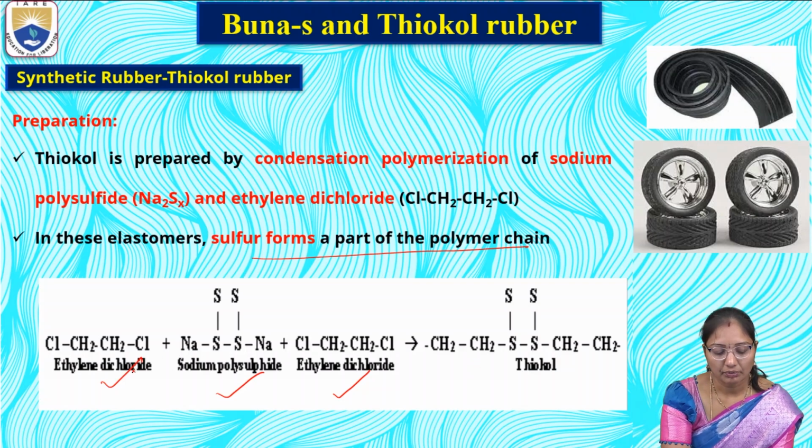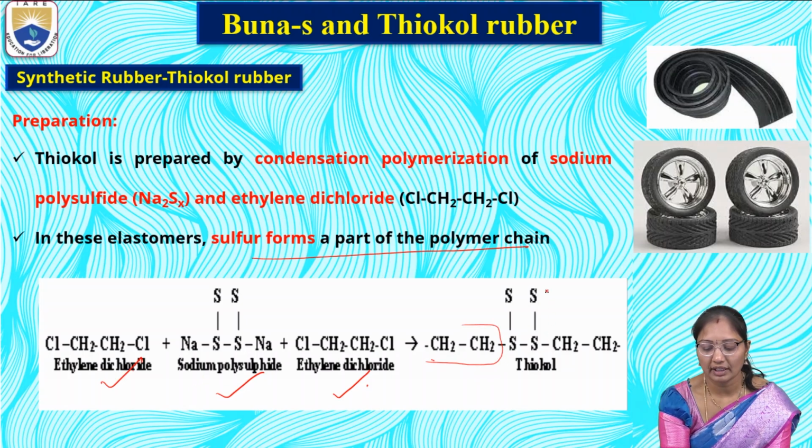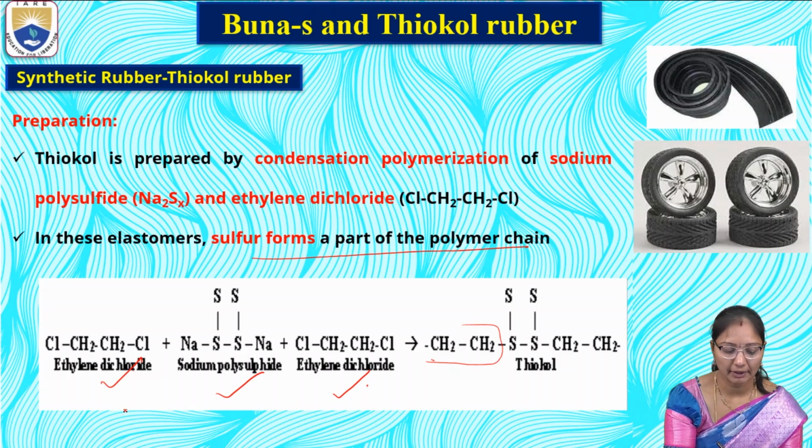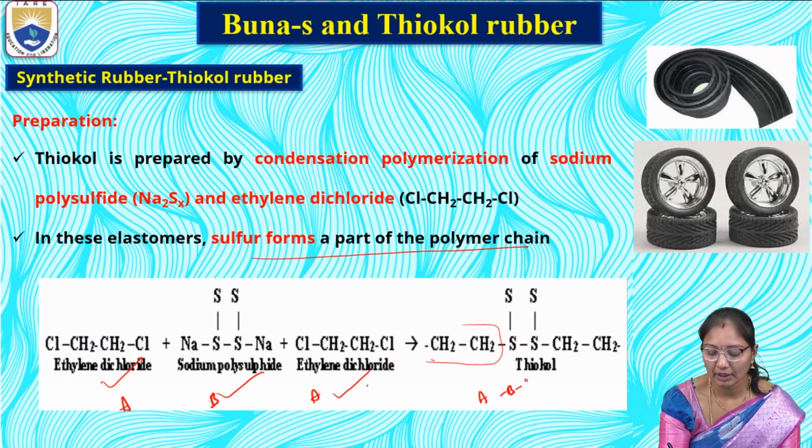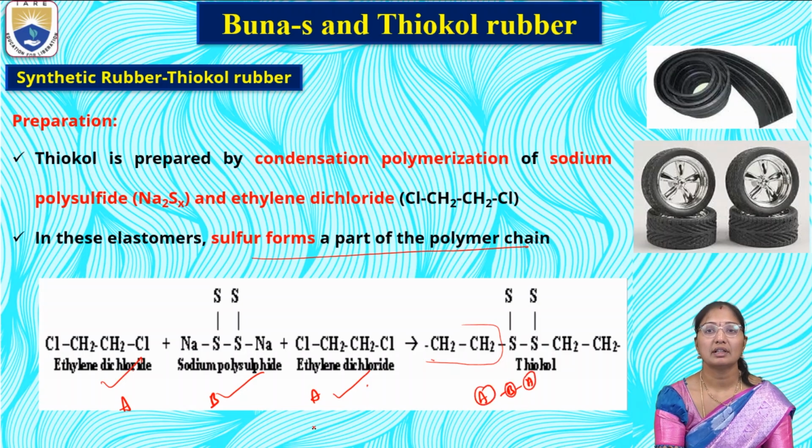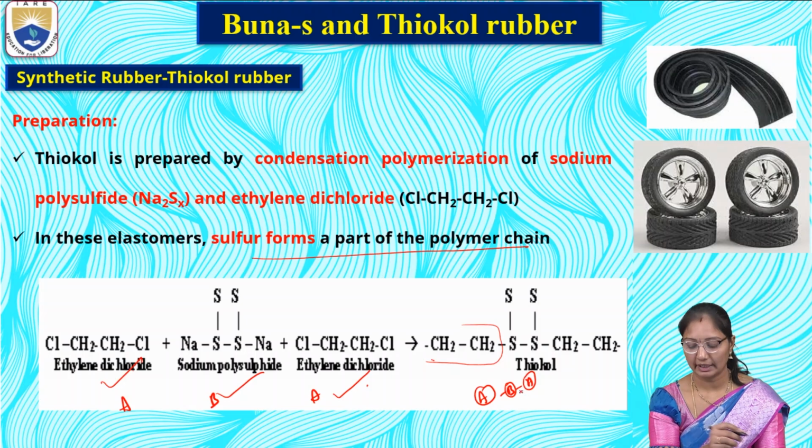So this is one monomer and this is the other monomer, if we see here. The sodium polysulfide gives the sulfur compounds. So this is, suppose, A, B, A. So A, B, A. The polymer unit will be like this. These are the monomers and the polymer unit will be like this.